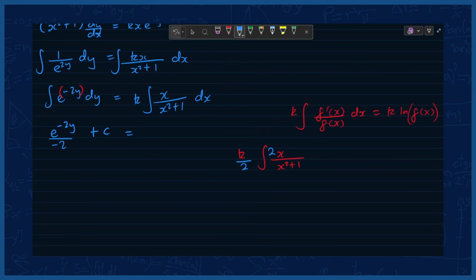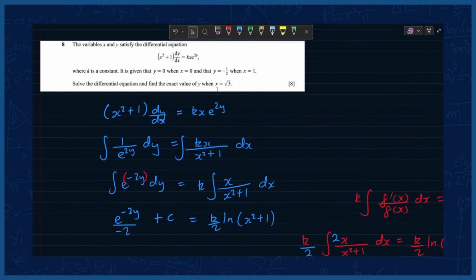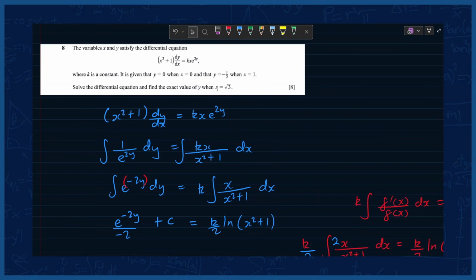But what that allows me to do is to say that this just integrates to k over 2 ln of f of x, ln of x squared plus 1. And so our result here is just k over 2 ln of x squared plus 1. And this is a solution to our differential equation. Did they ask for us to have this in a specific form? They asked us to evaluate this when x is root 3.